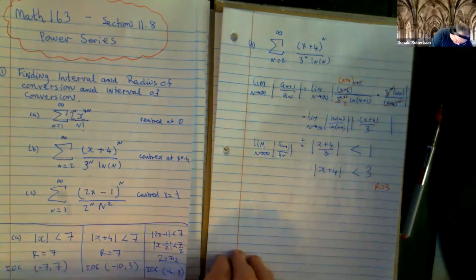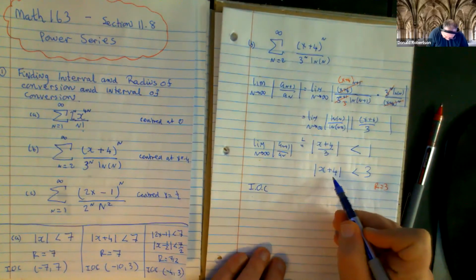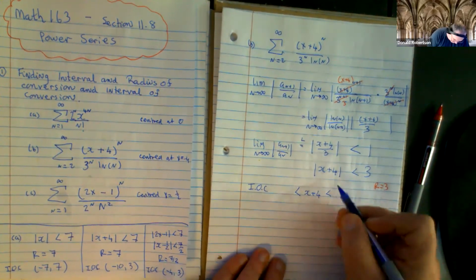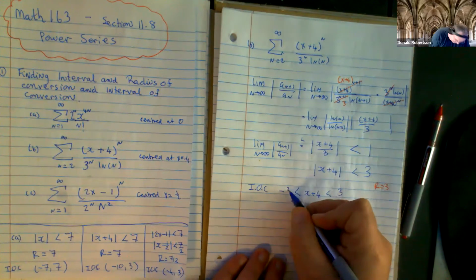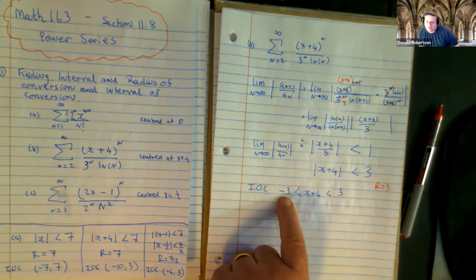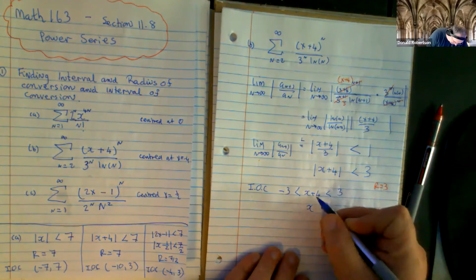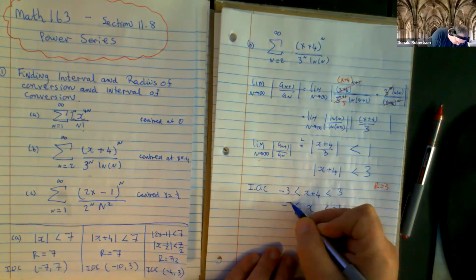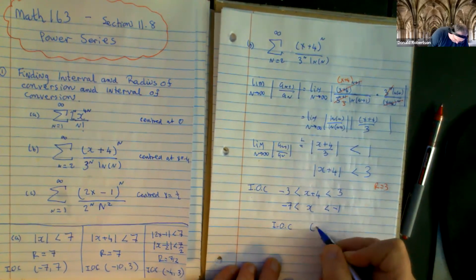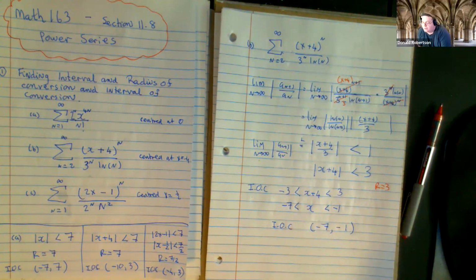And we have an interval of convergence. Well, if you solve this, you have to solve an equation involving absolute values. So the absolute value of x plus 4 less than 3 means that x plus 4 is sandwiched between 3 and negative 3. If you then subtract 4 from both sides, you get that. So right now, the interval of convergence contains any value of x between -7 and -1.